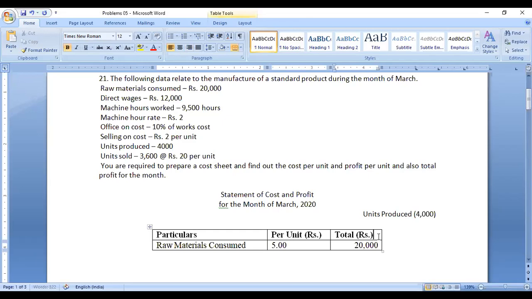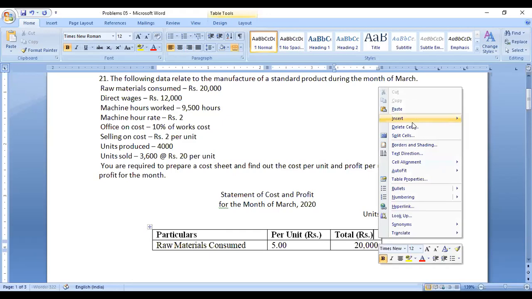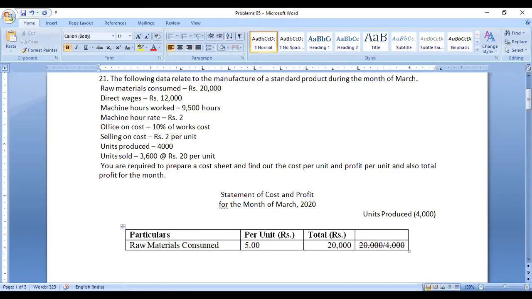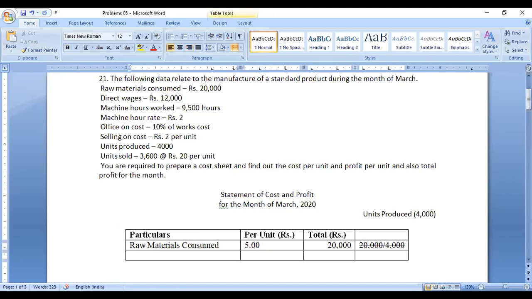How is it calculated? I will give you one more column. It is not required, but for your calculation purpose I will put it here. That is 20,000 divided by the number of units produced, 4,000. This column is not required; for your understanding purpose I put it here. So this is the raw materials consumed.